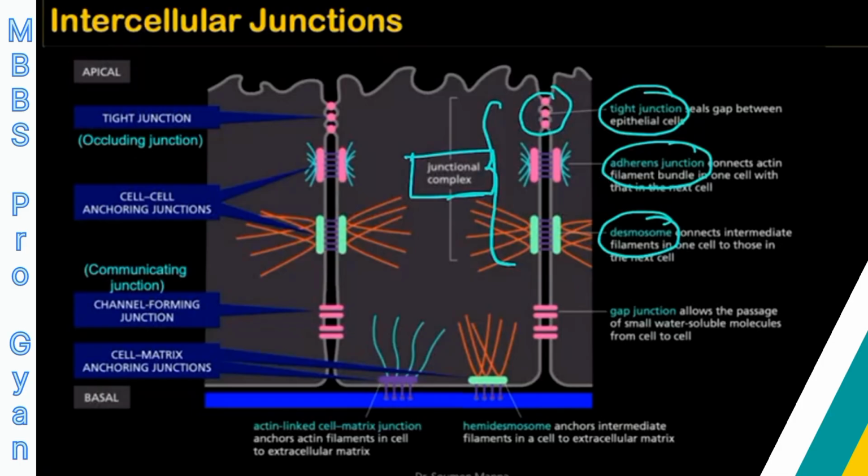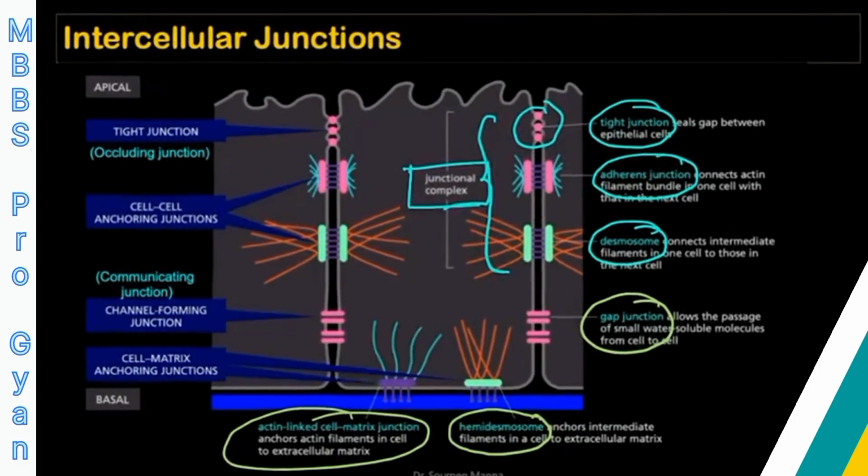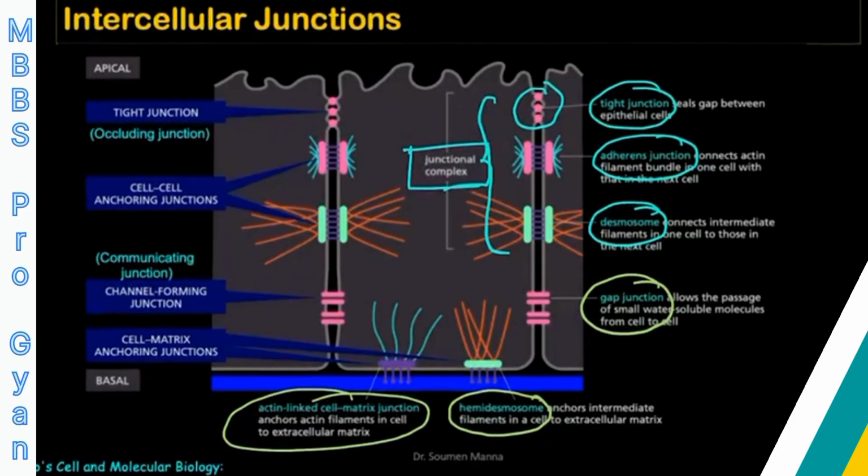Right? Below the junctional complex, you are finding the gap junction, which is forming a channel, a pore from one cell to other cells. And at the basal level, you are getting the hemidesmosome, and you are also getting actin-linked cell matrix interaction. This is nothing but focal adhesion, right? So this is all about cell to cell interaction and completion of cell physiology.